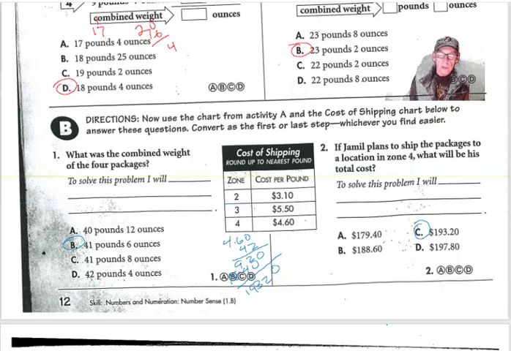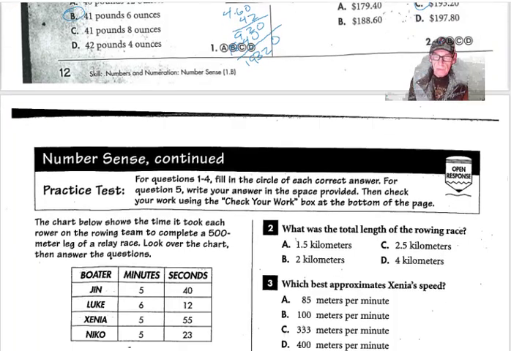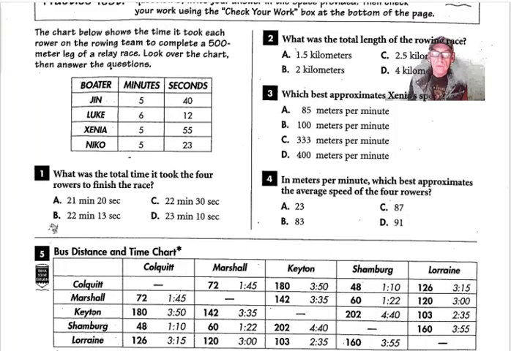Okay, let's look to the next page. So this deals with a rowing team, and there's a 500 meter, okay, each rower completes a 500, so each one of these is the times to row 500 meters. Let's change to red. What's the total time it took for the 4 rowers to finish the race?